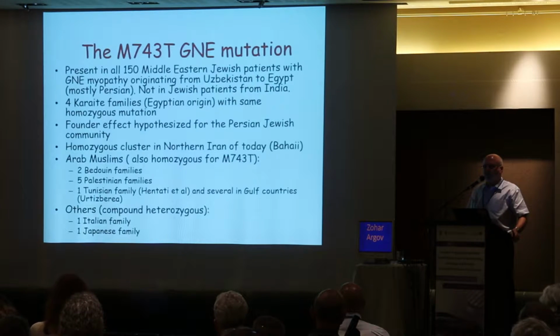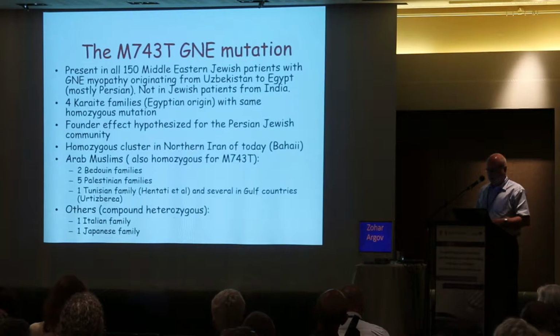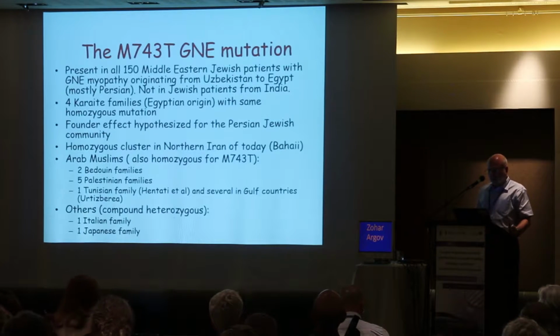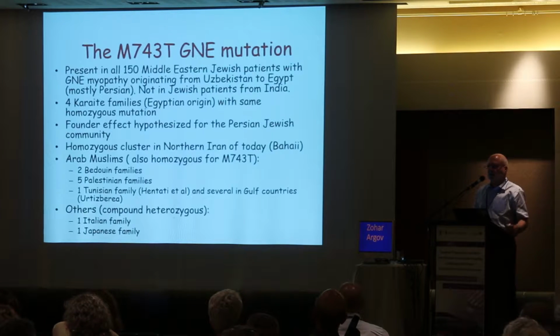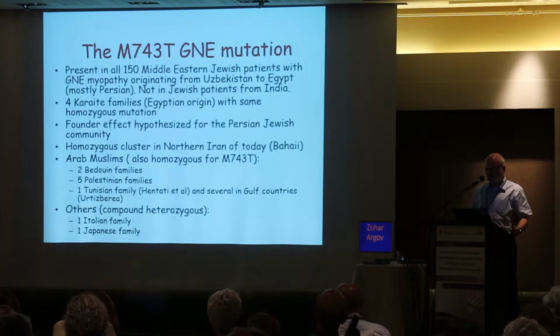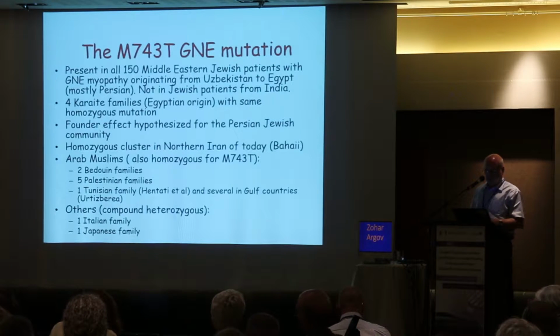It was not found in a family with GNE myopathy from India, a Jewish family. We also found it in 4 Karaite families of Egyptian origin. Karaites are a Jewish sect. They are dispersed in several places, including non-Jews that converted. This is difficult history, but the ones that live in Israel are coming from the Egyptian source.